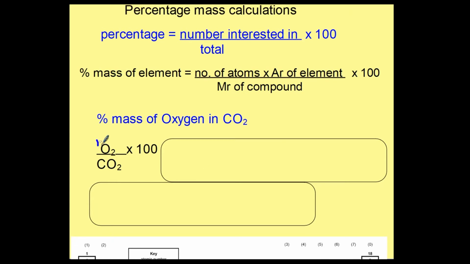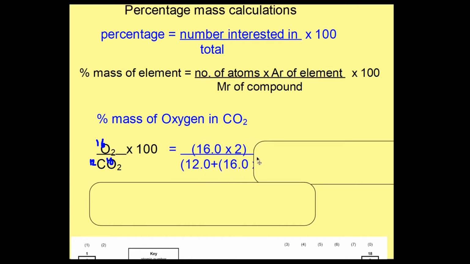So basically this is 16, isn't it? That's a 12 and that's a 16. Sorry, that's not really neat. So then you just put the numbers in.